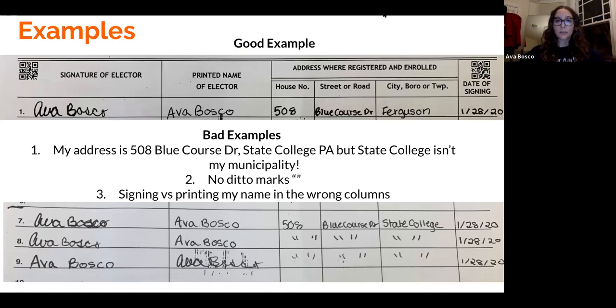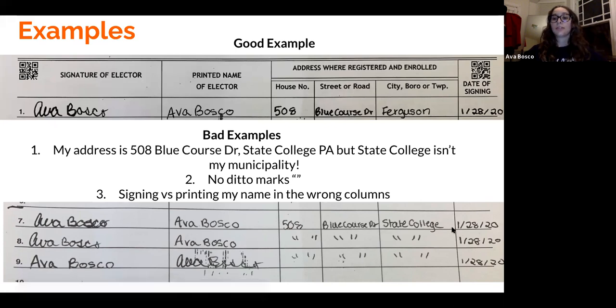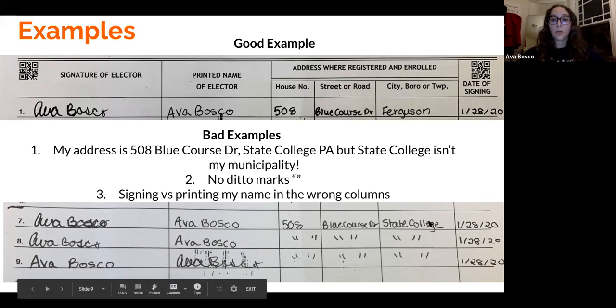Here are some examples of what a good petition looks like versus a bad petition. A good petition looks like this: I signed in the correct spot, I printed my name in the correct spot, and I filled in my municipality, which is Ferguson, not State College. And I also made sure to leave the date here. Here are the examples that are bad. The first is that instead of writing my municipality, which is Ferguson, I wrote State College, which is what my postal address would be if I were to be receiving a package.